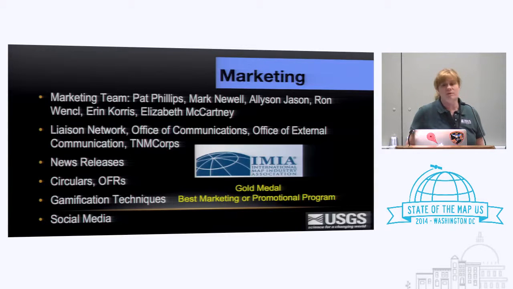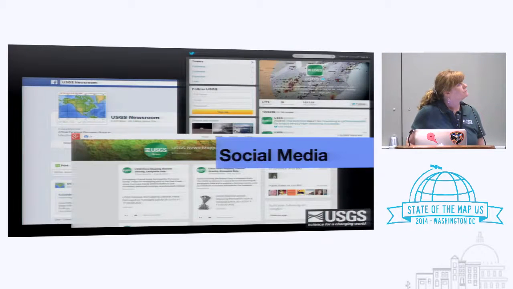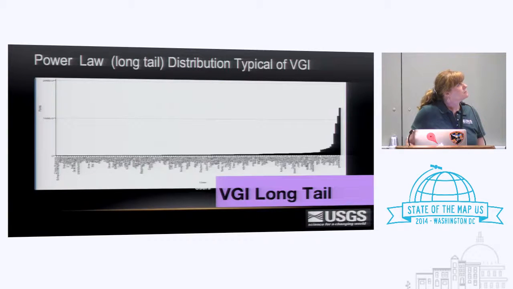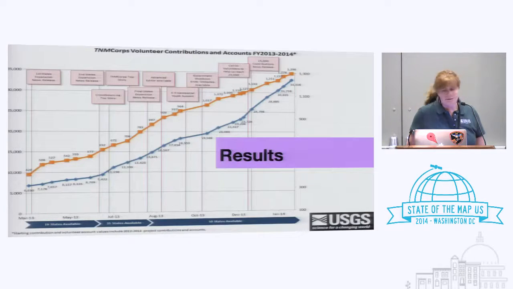Marketing is the team that we use to help get the information out. We've had a lot of successes over the last year, and that's a good group, part-timers helping out. Social media. And we do follow the same power law distribution that came up with the study with OpenStreetMap, and our VGI project follows that same line.